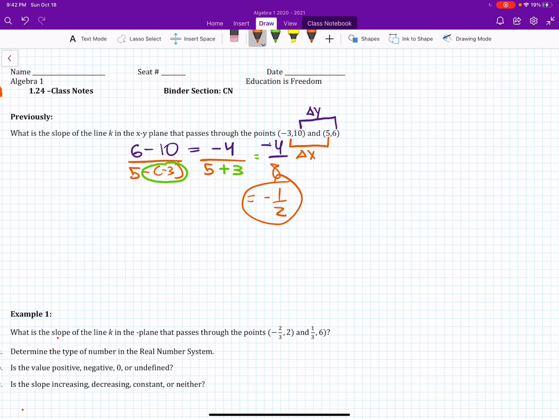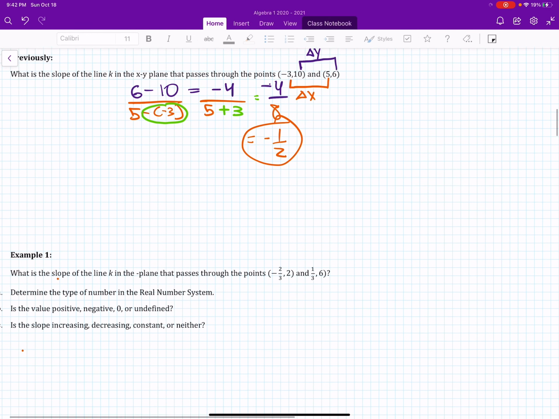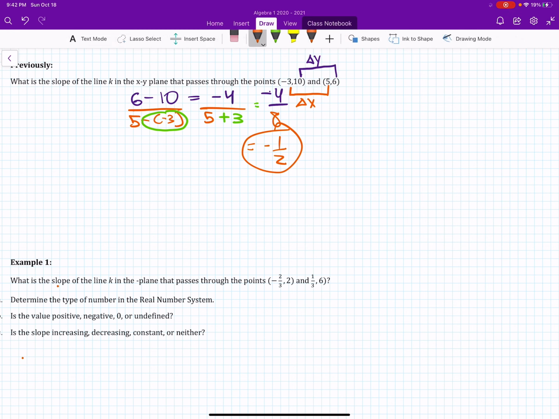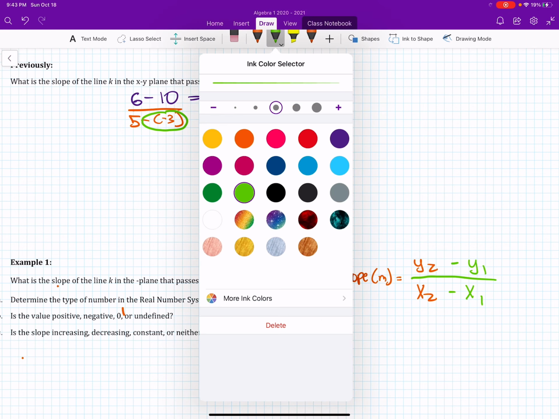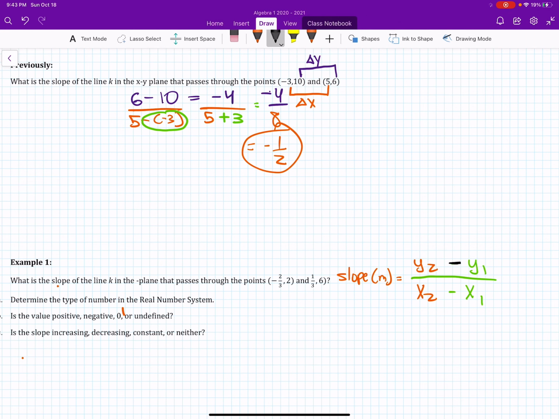Now this all leads to a formula, an equation for slope, which is going to be very familiar and consistent as we solve. That formula is slope, or the variable m, equals y2 minus y1 over x2 minus x1. Let me get these minuses in black.